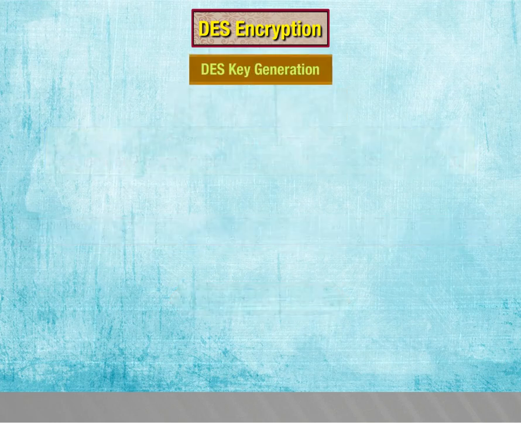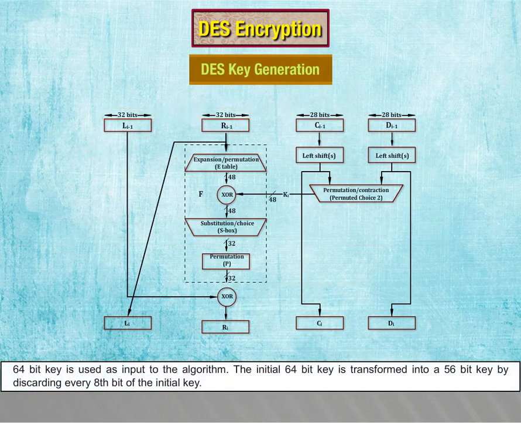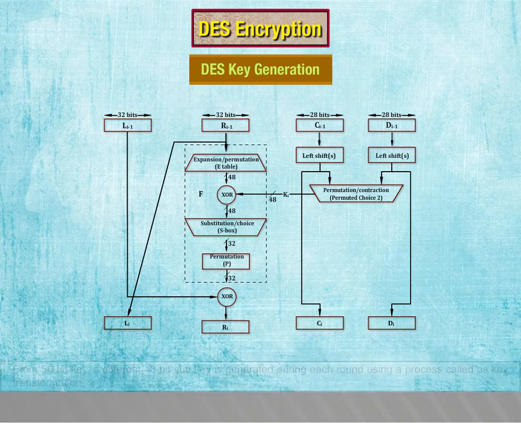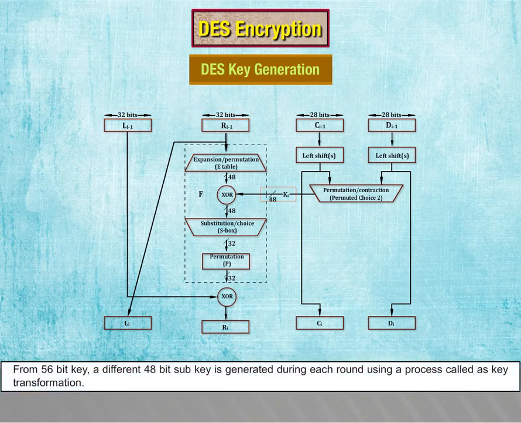DES key generation. A 64-bit key is used as input to the algorithm. The initial 64-bit key is transformed into a 56-bit key by discarding every 8th bit of the initial key. From the 56-bit key, a different 48-bit subkey is generated during each round using a process called key transformation.